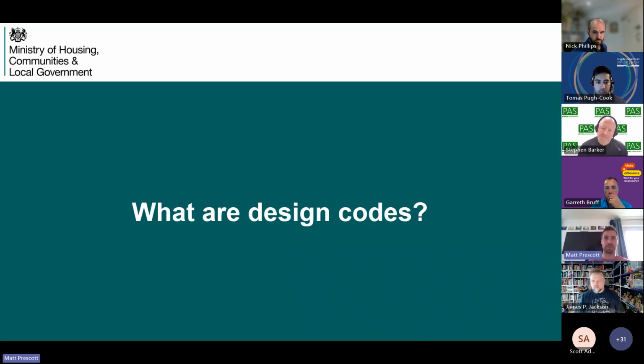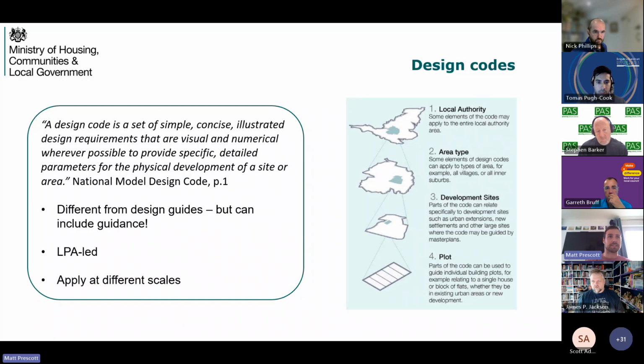So to kick off with, what are design codes? As set out in the NMDC, a design code is a set of simple, concise, illustrated design requirements that are visual and numerical wherever possible to provide specific detail parameters for the physical development of a site or area. So they will allow for binary decision making with language like must and will. And through setting out specific parameters, they're intended to give greater clarity and certainty to users of the planning system, including applicants, local authorities, and communities, about the design expectations for an area.